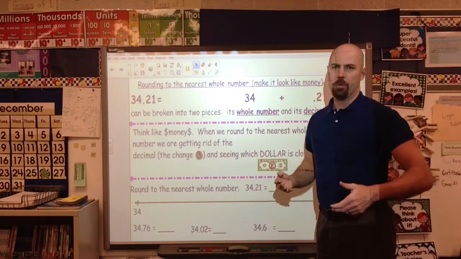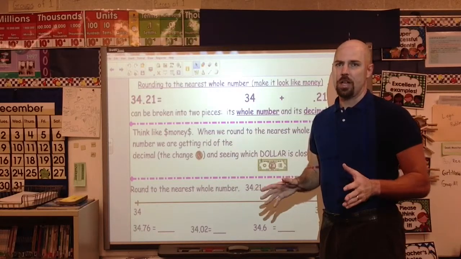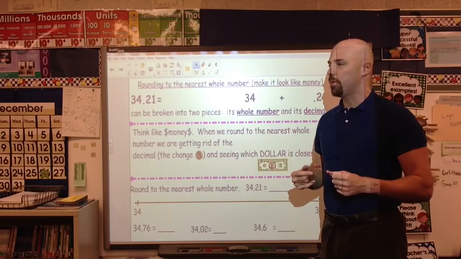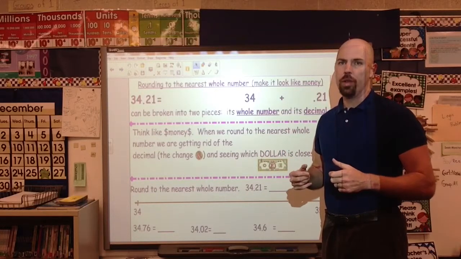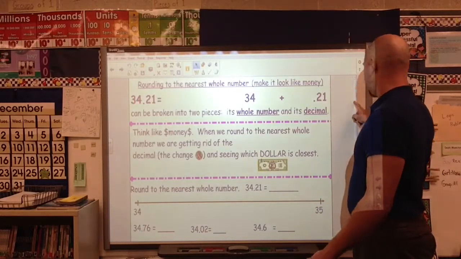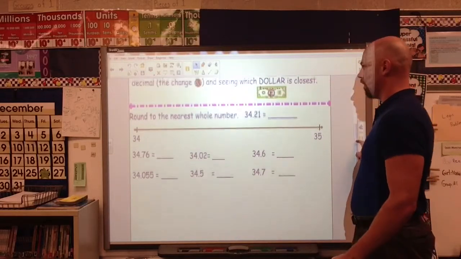So I will relate that to them by saying, when I get your final answer, I don't want to see any change. I don't want to see any cents left over. It should be just a dollar amount. That's what we mean by rounding to the nearest whole number. There is no decimal left. So down below here, we give them a number line to walk ourselves through the problem.